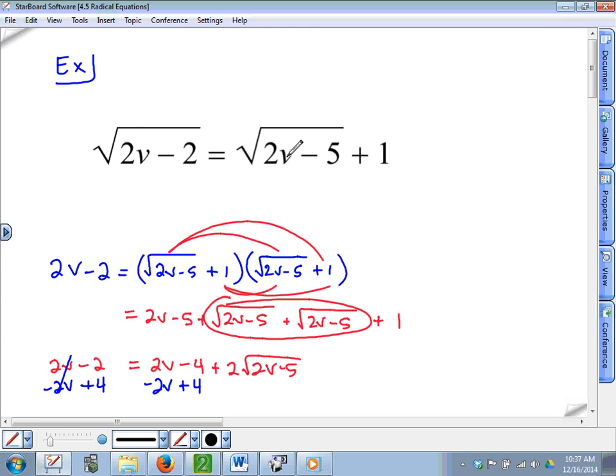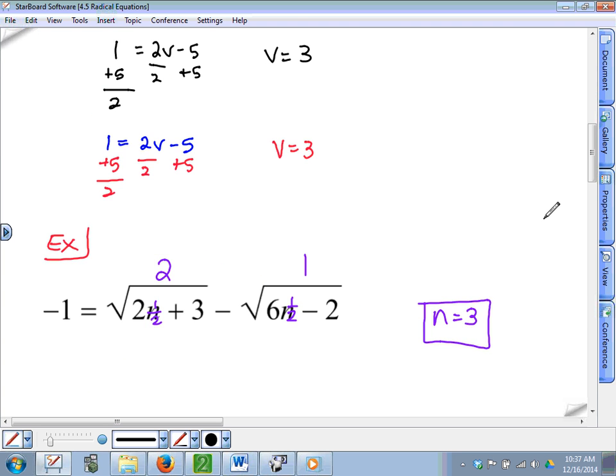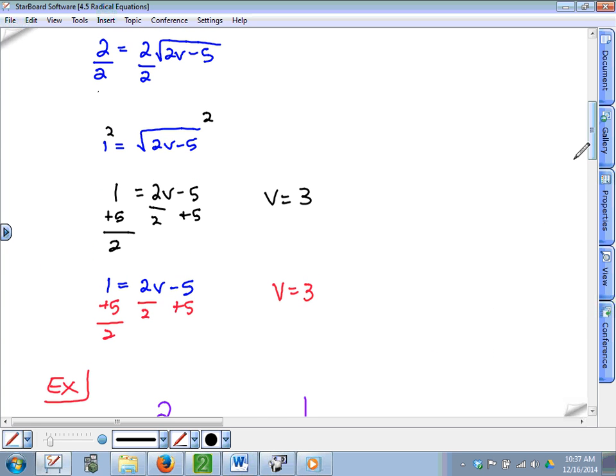Right back here at the beginning. If v is 3, 2 times 3 is 6. 6 minus 2 is 4. Square root of 4 is 2. Over here, 2 times 3 is 6. 6 minus 5 is 1. Square root of 1 is 1. 1 plus 1 is 2. So, looks like it works. v equals 3.